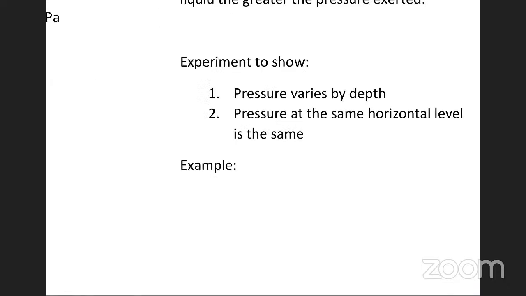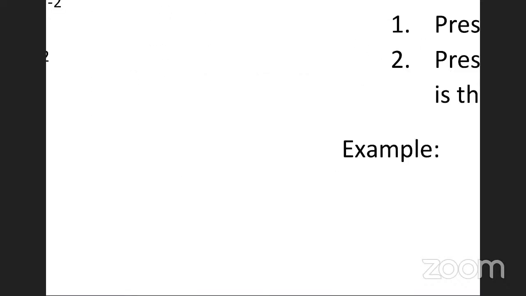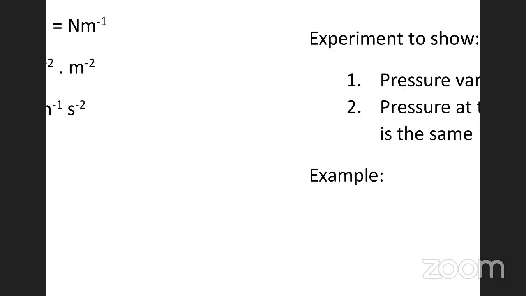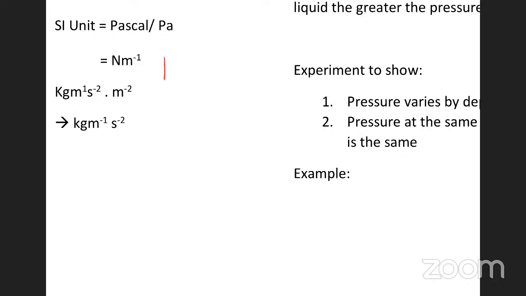Right, so pressure varies with depth. The most popular experiment is this one here. Fill a container with water and have 3 holes at different depths. What do you think will happen? You have 3 holes there at different depths. What do you think will happen to the water coming out?